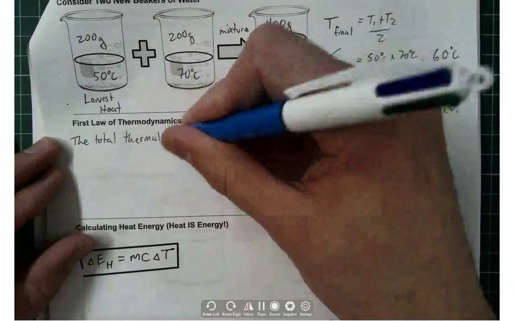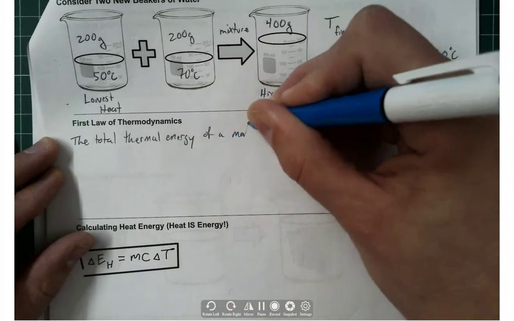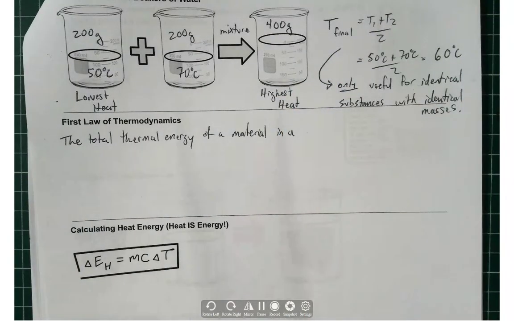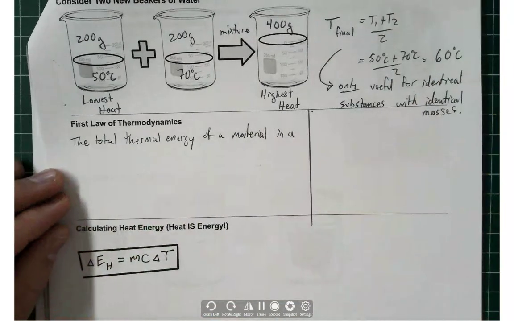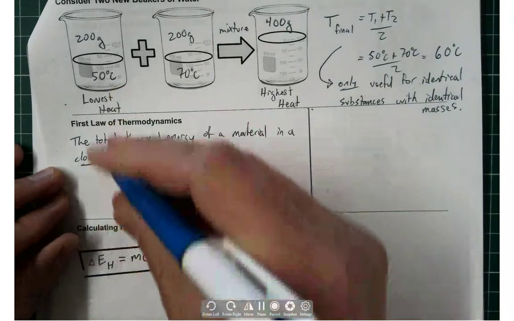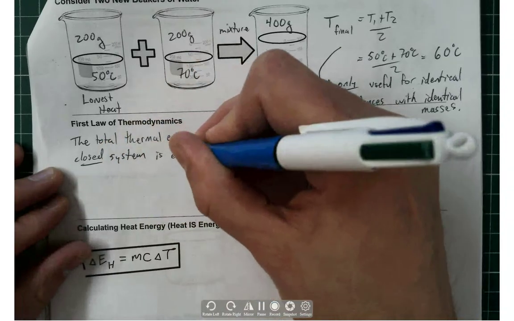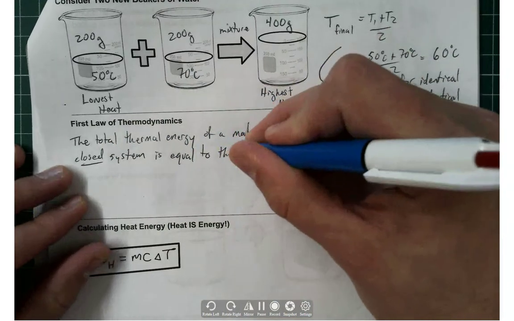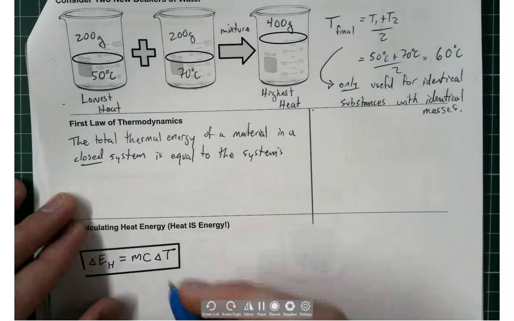The total thermal energy of a material in a closed system, and it's important that it's closed, we're not letting energy in and out, is equal to the system's original thermal energy. Energy initial equals energy final.